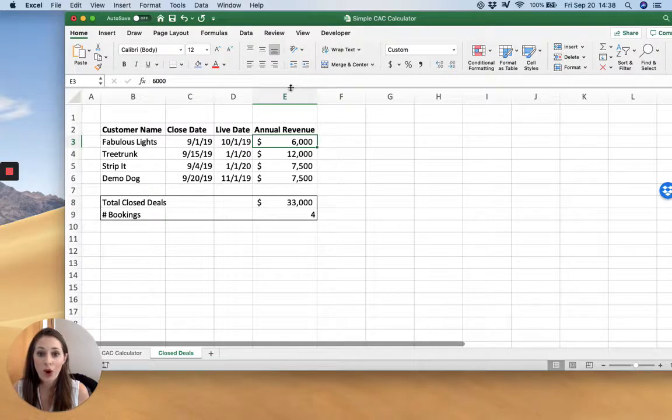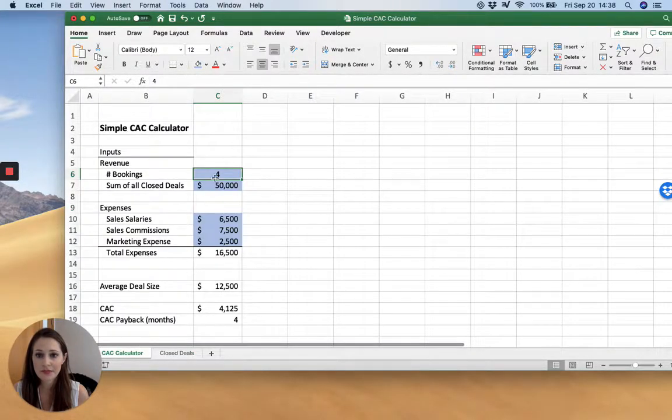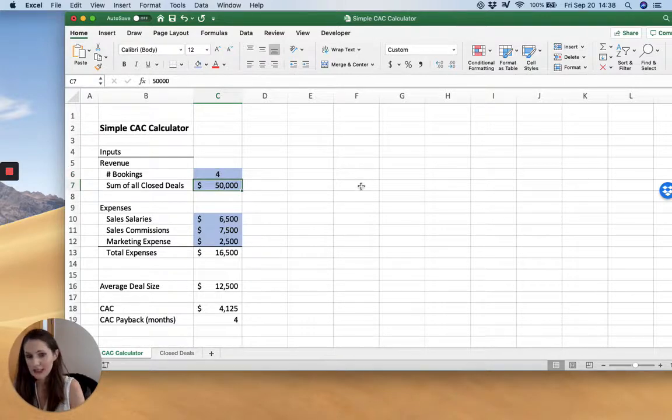So we sum all of the revenue to get the total sum of the closed deals, and then we have 4 bookings. We have 4 customers that closed that month. So we have 4 bookings. Sum of closed deals is $33,000.